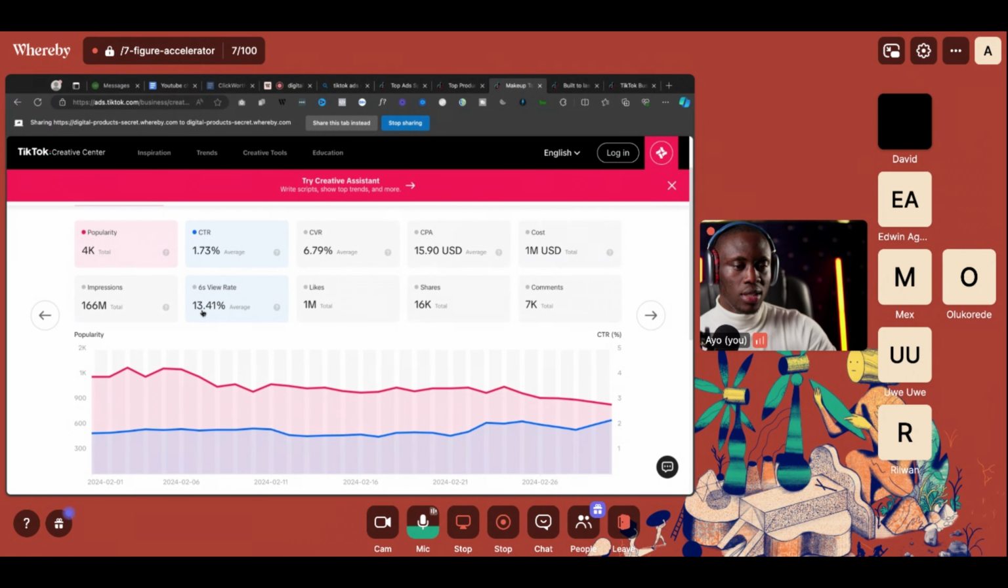Average view rate is 13.41% for a 6 second view rate. So with this in mind, you literally have access to the raw data that you can now use, especially when you're coming up with your ads.